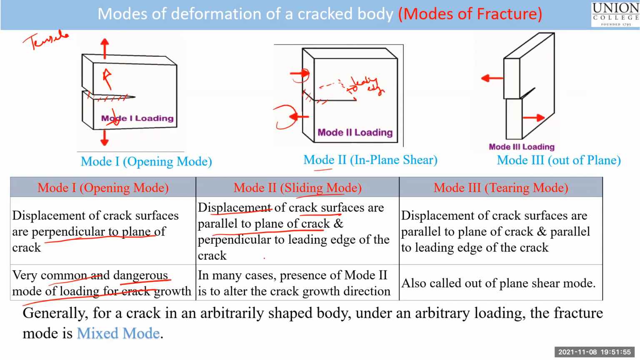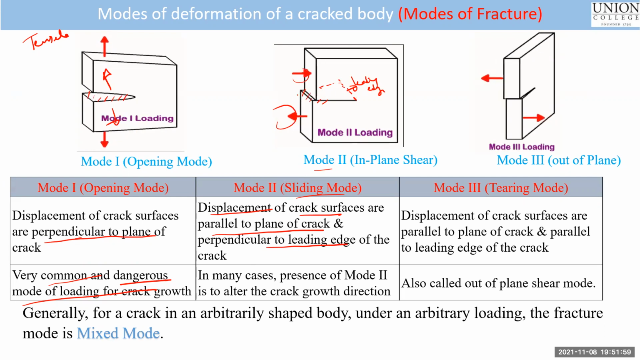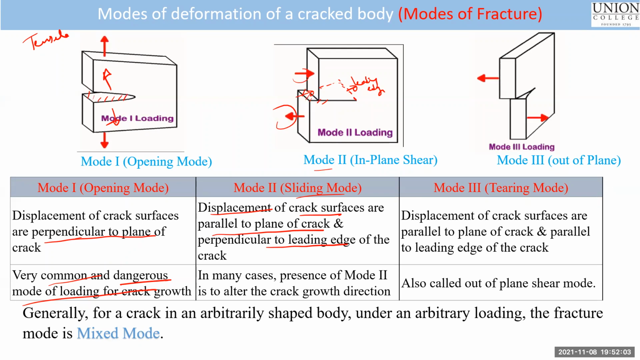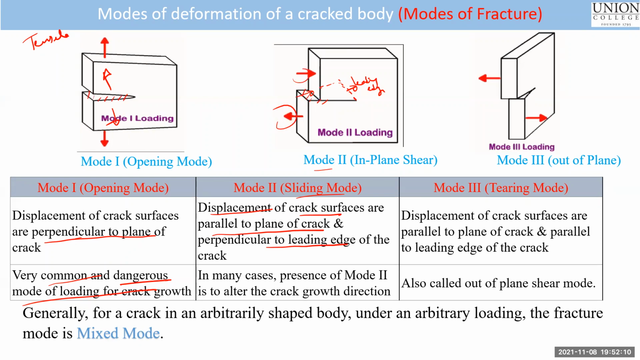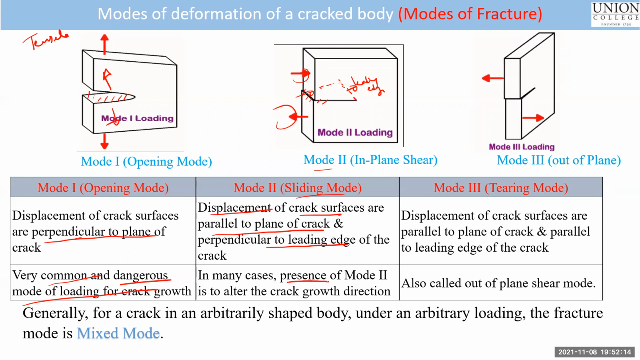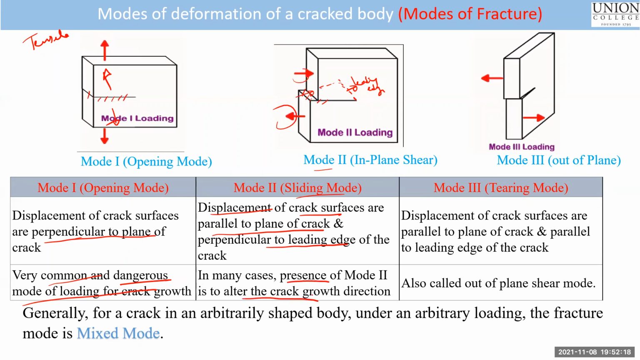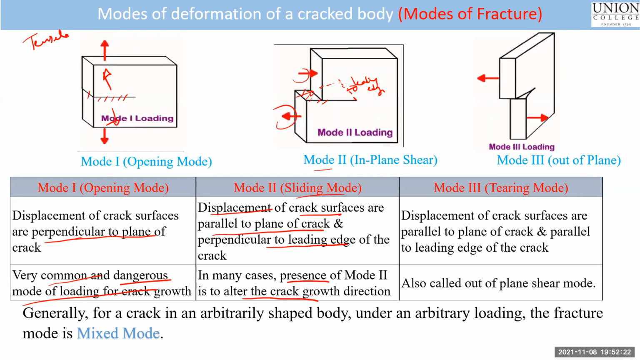The displacement is perpendicular to the leading edge. So if this is the leading edge, the displacement is in this direction, perpendicular to the leading edge and parallel to the plane of crack. The hashed region here is the plane of crack. That's called sliding mode. Usually, sliding mode is there to alter the crack direction. So if you have sliding mode, the direction of the crack is going to change.